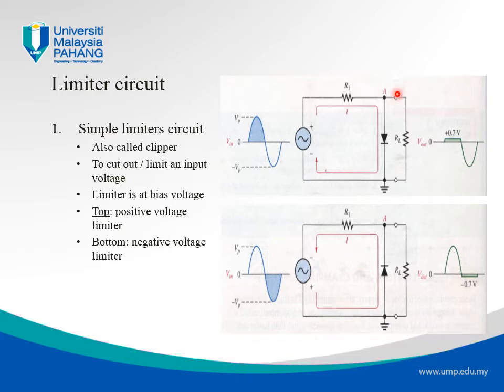Why? Because what we can see here, we have a load resistance here and we have R1 here. Basically, V out is a portion of the V input, because what we have here is basically a voltage divider, right? So the same is applied for the negative voltage limiter. So that's what a limiter circuit is. So this is a simple limiter circuit.